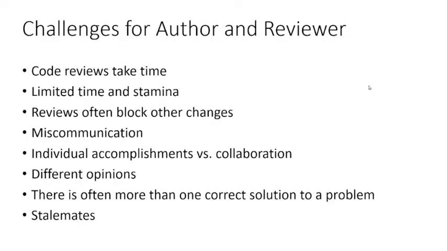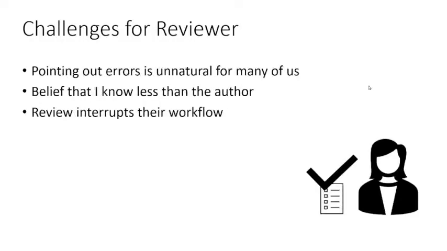And if we don't understand that, sometimes we can get into what's called a stalemate, in which case we're both convinced that we're the most correct, and therefore the other person is wrong, and we don't want to budge. And we'll talk about ways to resolve stalemates later on in this talk. All right. So those are challenges that both the reviewer and the author have.